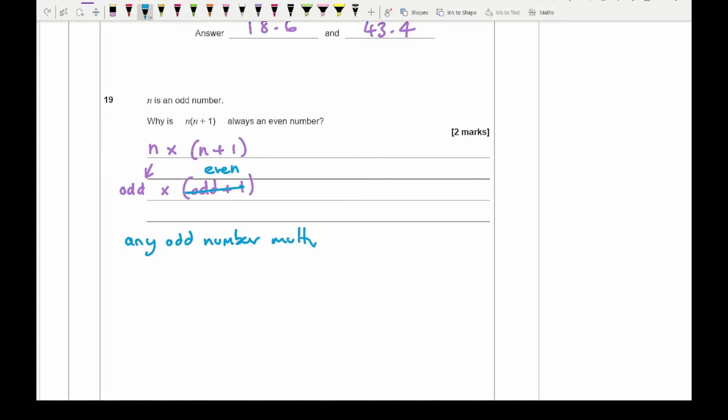multiplied by an even number will always be even. And again, you could give an example by swapping n for an odd number and showing it, but if you are going to do that, make sure you do show more than one example of an odd number, because you don't want it to be just pure coincidence that the number you've picked works or doesn't work.